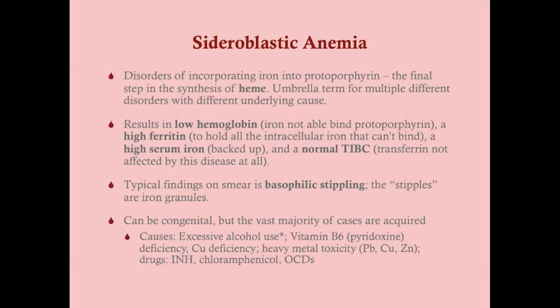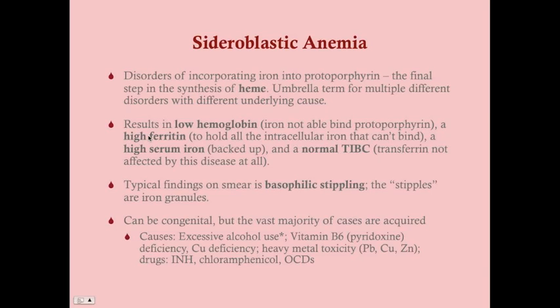But sideroblastic anemia most commonly is caused by a defect in the synthesis of heme, when you're talking about iron not getting incorporated into protoporphyrin 9. So sideroblastic anemia results in a low hemoglobin because you can't make heme, so you can't get hemoglobin. A high ferritin because you've got all this iron, but it can't get incorporated into the heme. You've got all that iron held back. You've got a high serum iron, which again is backed up, and a normal TIBC. Transferrin is not affected by this disease at all.